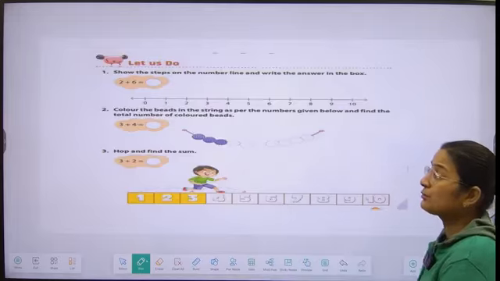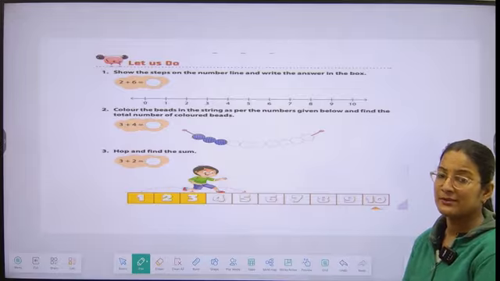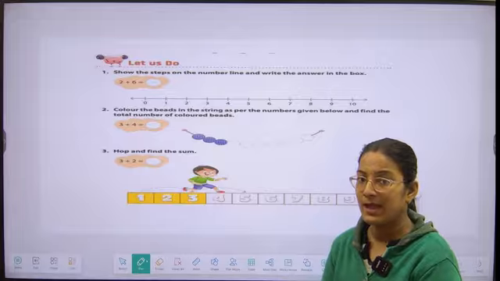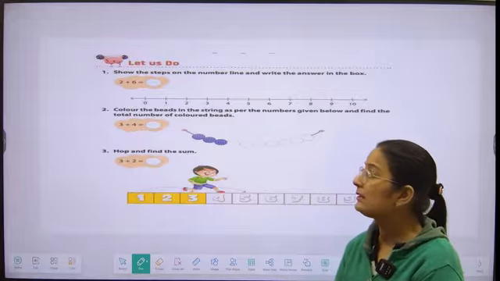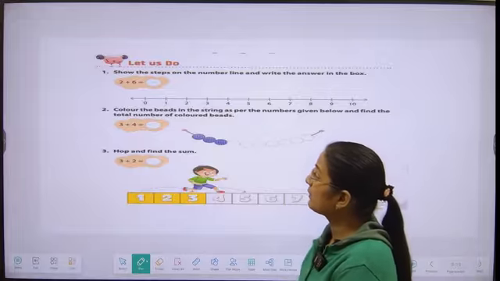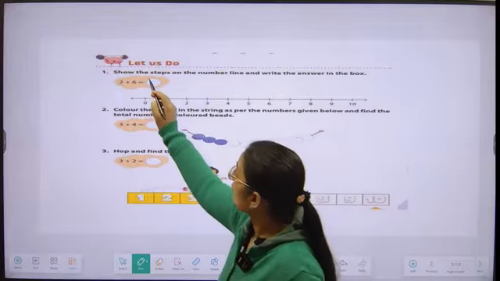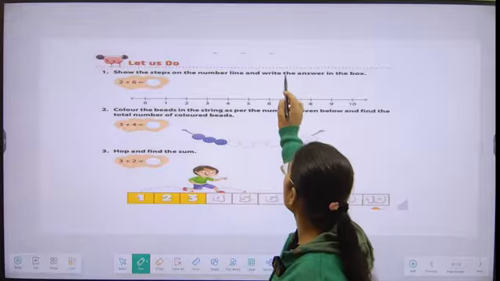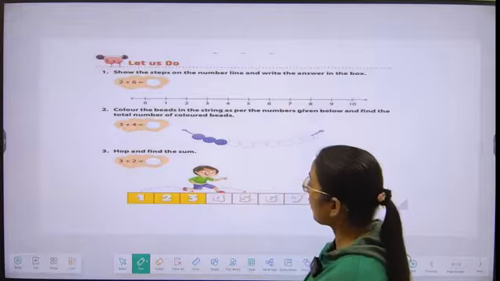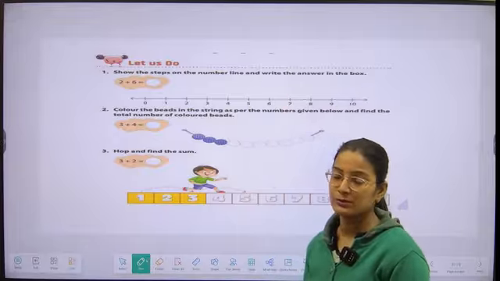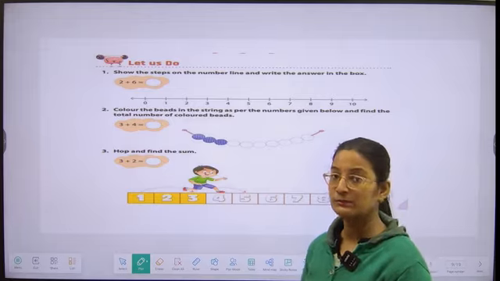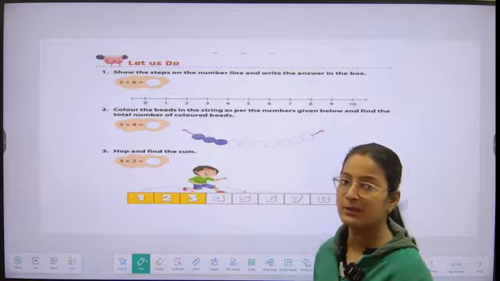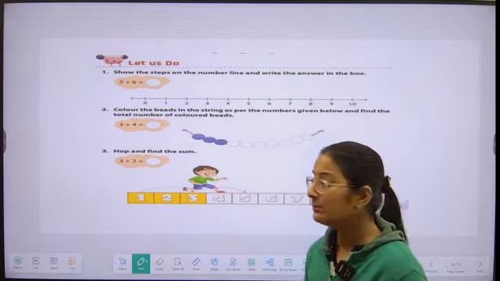Now we are going to do some questions. So everyone take out your pencils and start doing with me. First we have to read the question. Show the steps on the number line and write the answer in the box. What do we have to do, students? We have to add these two numbers on the number line. Let's start doing with me.